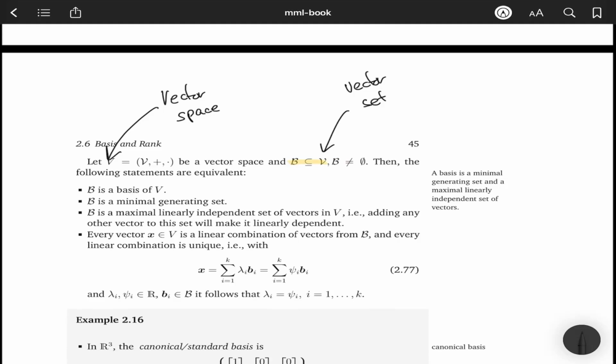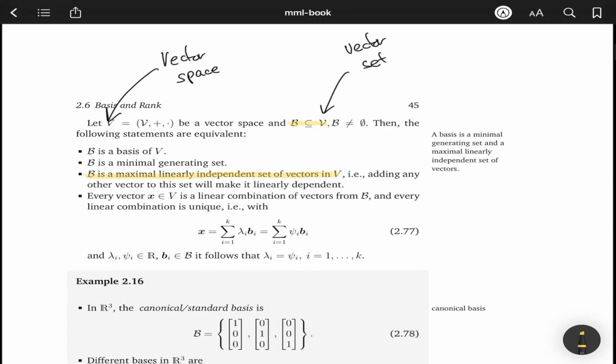Okay, so the vector set B is a basis of the vector space. The vector set B is a minimal generating set. The vector set B is a maximal linearly independent set of vectors in vector space V. Adding any other vector to this set will make it linearly dependent. Yes, that makes sense. But I do not understand maximal linearly independent. Is there some kind of a degree of how linearly independent you can be? I don't think so. You're either linearly independent or linearly dependent. I think this term maximal is wrong.